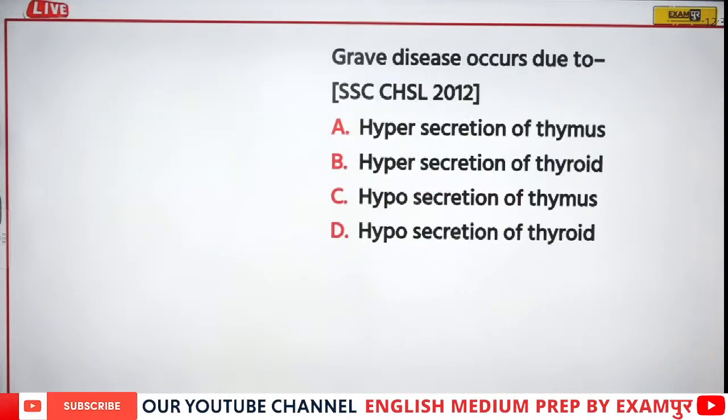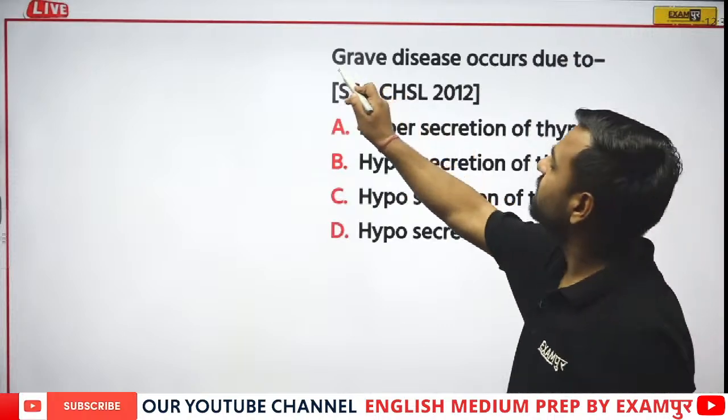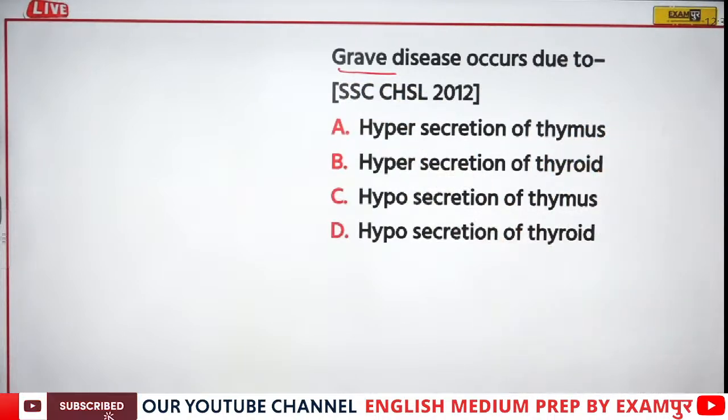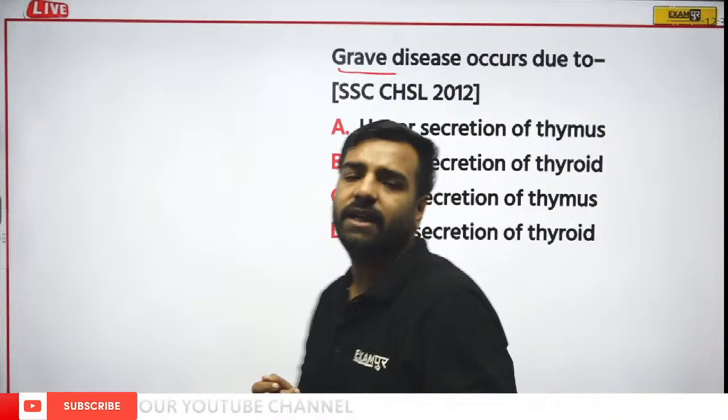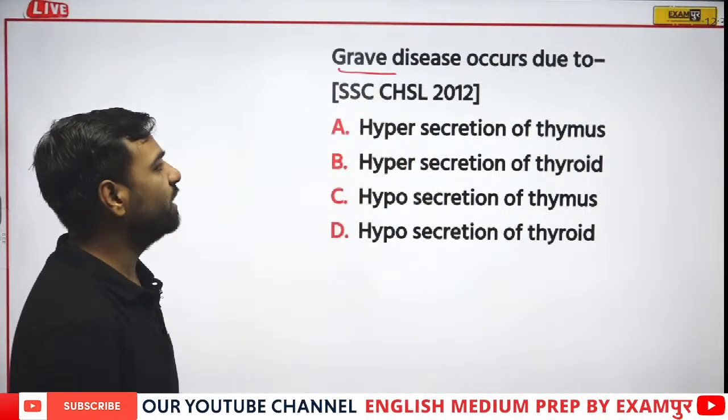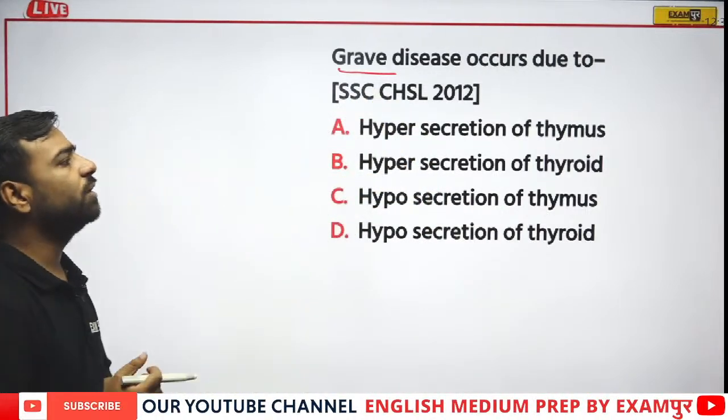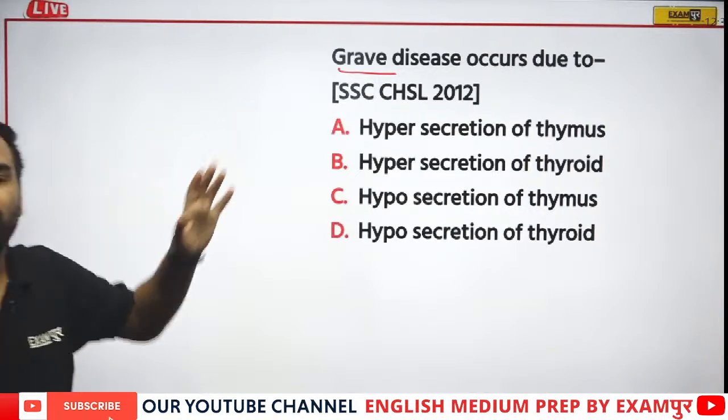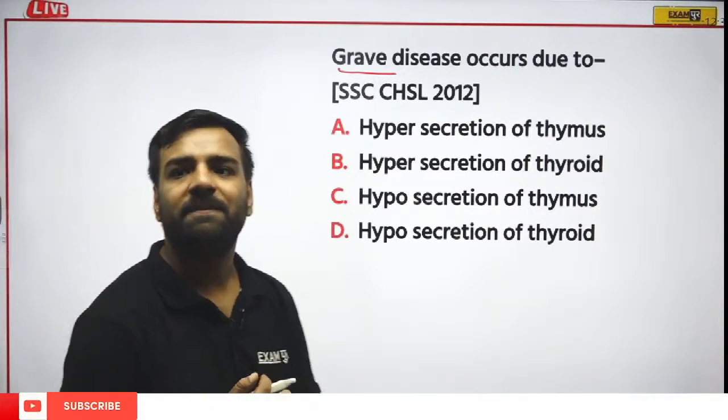Let's move forward now. Next question is, Graves' disease occurs because of what? Now this is from CHSL 2012. So Graves' disease occurs due to dash. Now what is Graves' disease? I'll tell you about that. First of all, we will be having the answer.